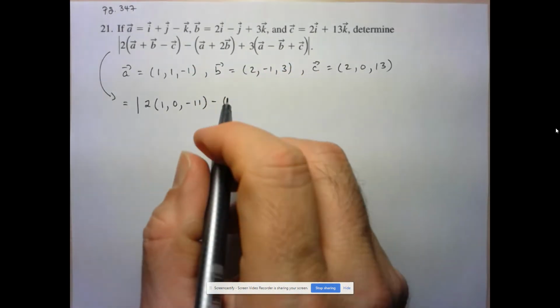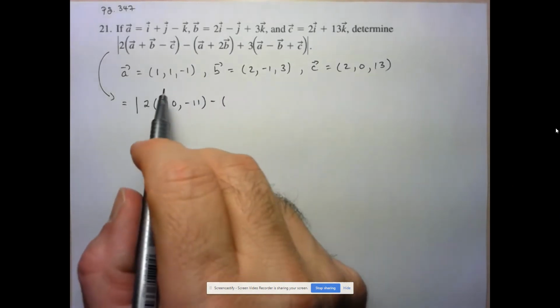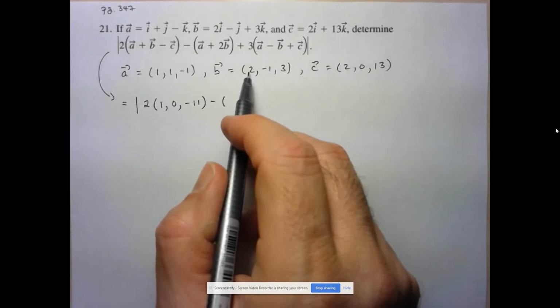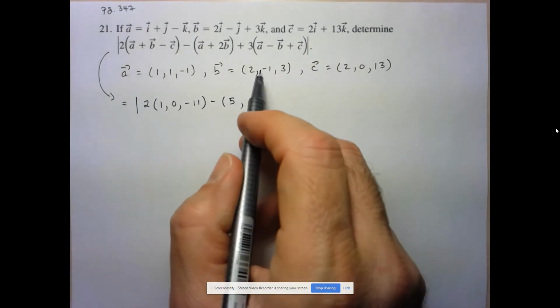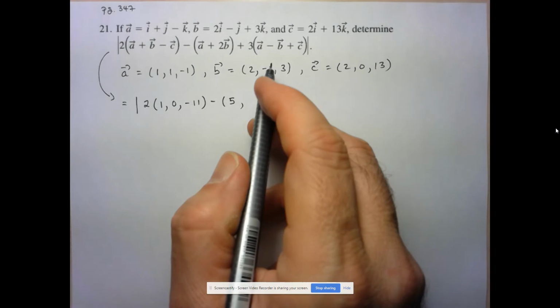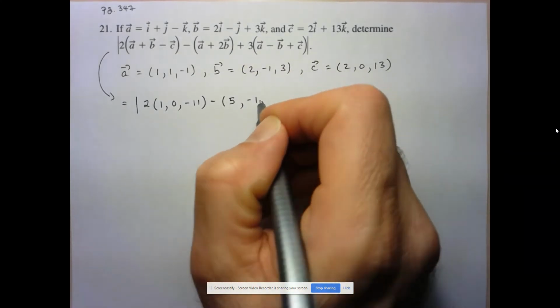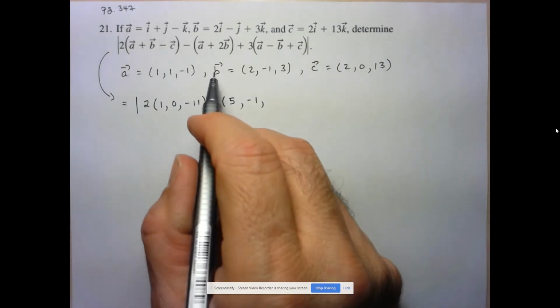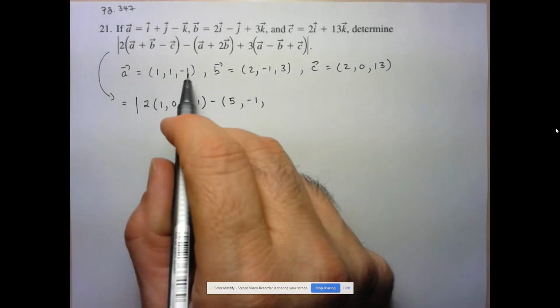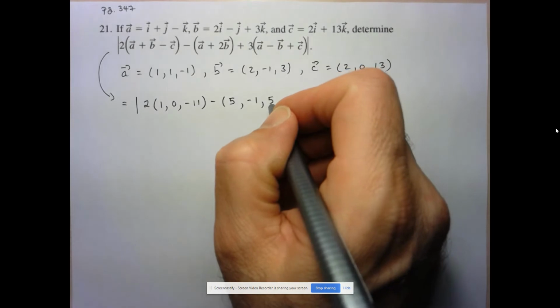So minus, and I'm adding A plus 2B. So 1 plus 2 times 2, so 1 plus 4 is 5. Here 1 plus 2 times negative 1, so 1 minus 2 is negative 1. Okay, and then negative 1 plus 2 times 3 is 6, so negative 1 plus 6 is 5.